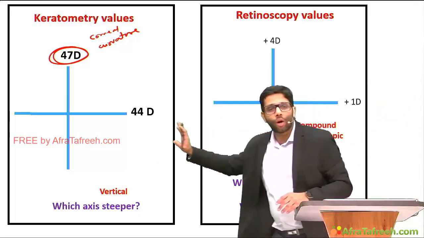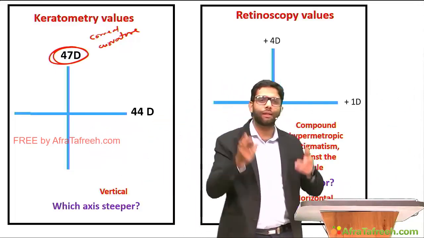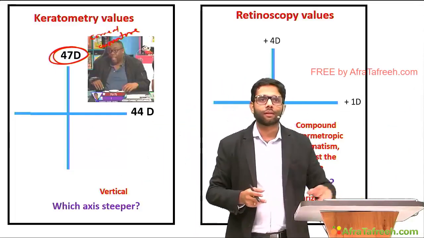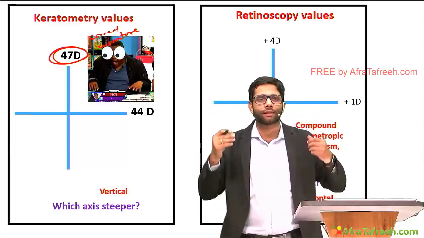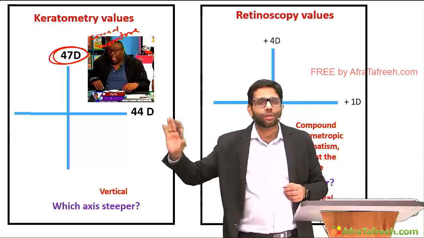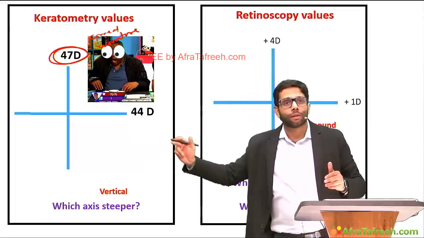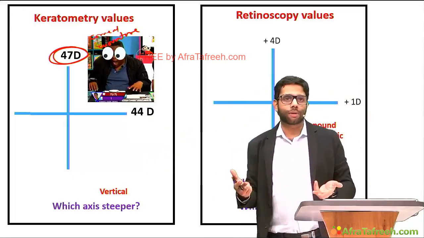This is not refractive error. Have you seen anyone having a 47 degree spectacle? Have you seen anyone like that? Such big football eyes and a very +47 hypermetropic eye. This is not refractive error. This is the refractive error. This is keratometry. The more the corneal curvature, the steeper the axis.